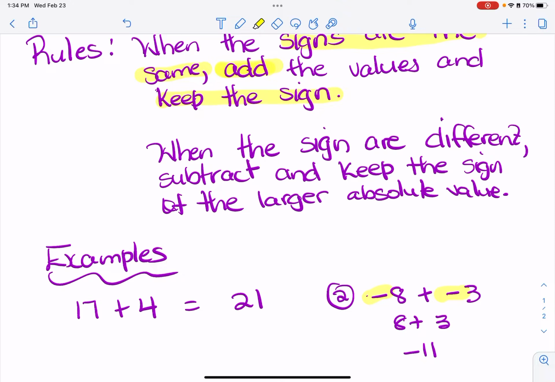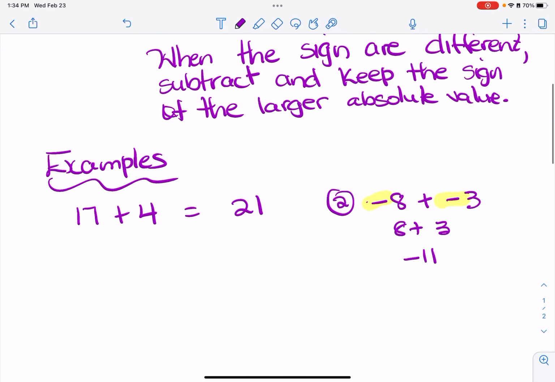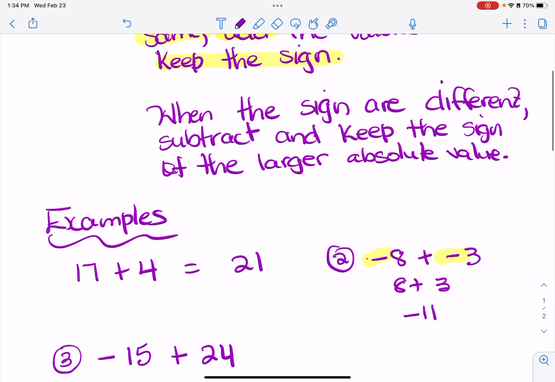Let us look at when we're adding and the signs are different, because this is where most students have challenges. Let's look at another example. Let us say we are adding negative 15 plus 24. Going back to the rules, when the signs are different, and notice I have a negative number and I have a positive number. Because when we do not have a sign in front of a number, that means the number is positive.